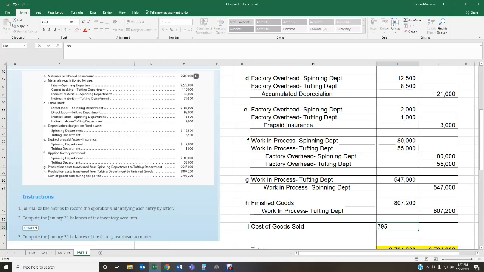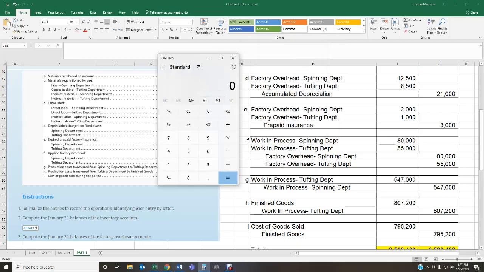$795,200. Okay, so we sold that. And what's happening to our finished goods? We're going to decrease the balance because we no longer have those goods available. So our finished goods balance is decreasing. We had $807,200, and we sold $795,200. So that means we would have about $12,000 left available to be sold in our finished goods account.